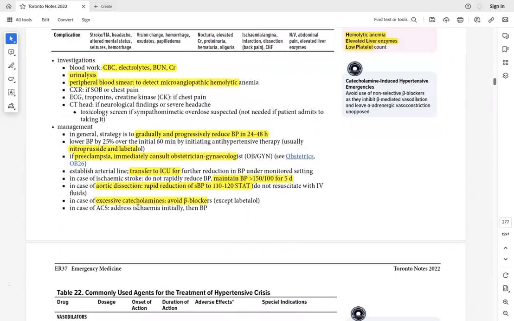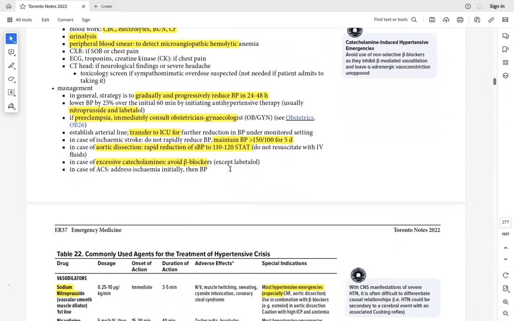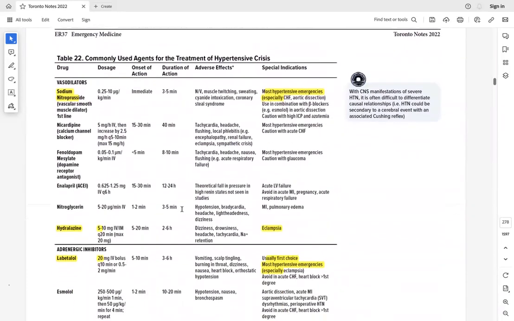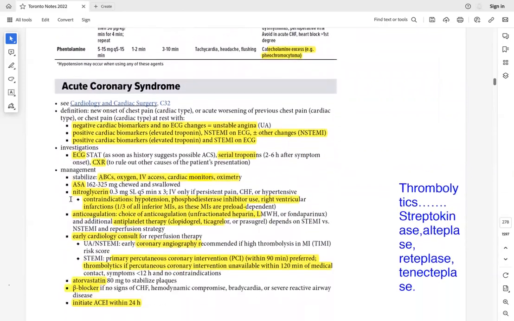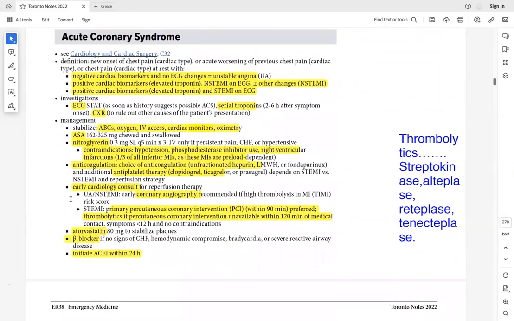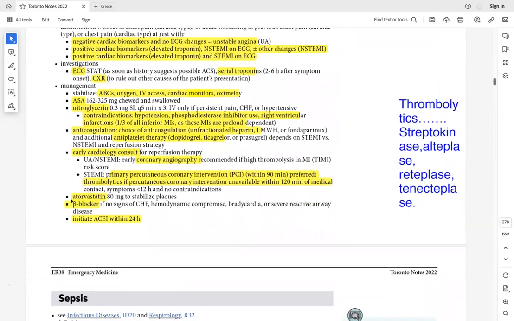In case of excessive catecholamines, when are the catecholamines increased? In pheochromocytoma. Then we have to avoid beta blockers, except labetalol. Still, we are giving labetalol. So the first choice for hypertensive emergencies is labetalol. Acute coronary syndrome, I just discussed it in the chest pain.